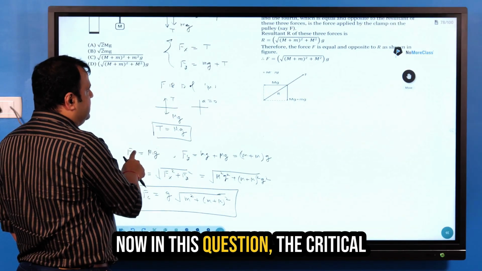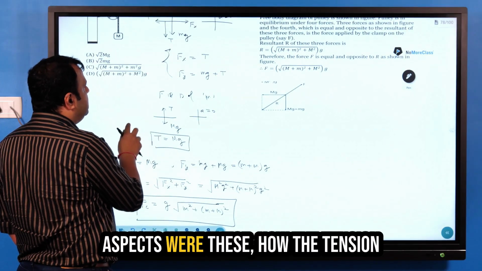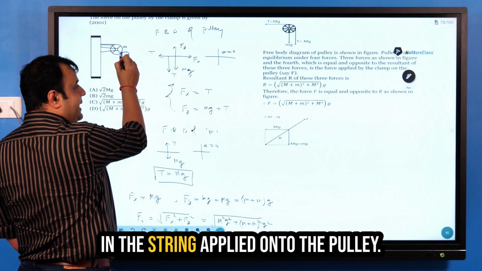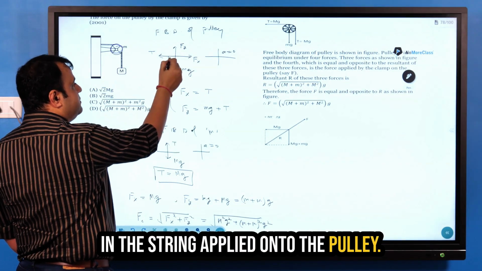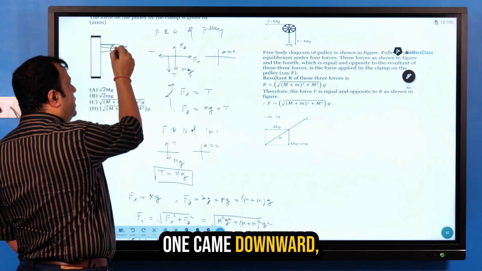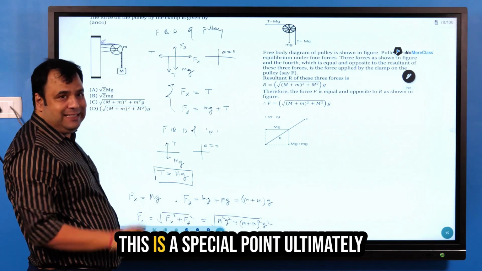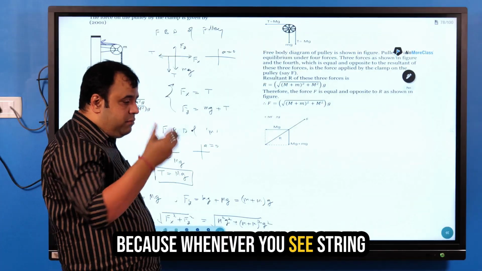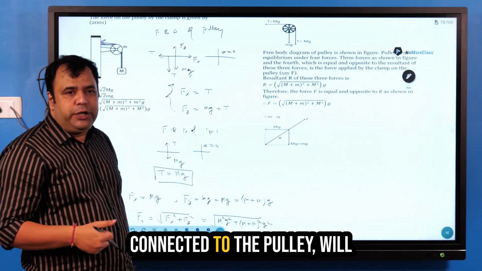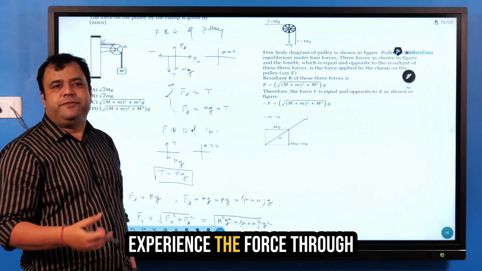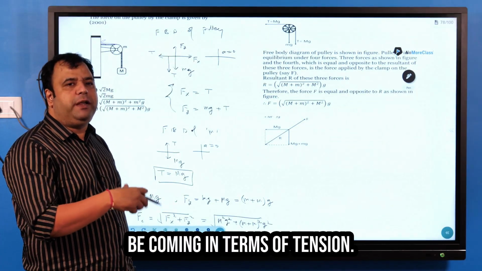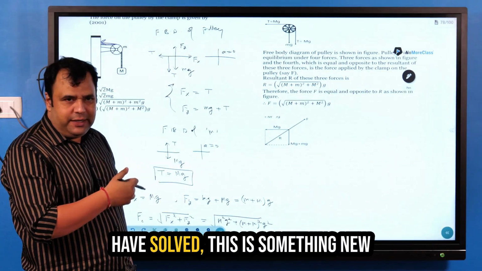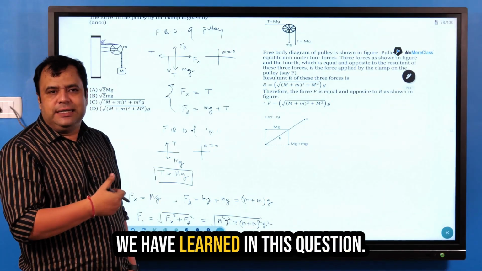Now in this question, the critical aspects were these. How the tension in the string is applied onto the pulley. One came downward, one went horizontal. This is a special point ultimately. Because whenever you see a string connected to the pulley, it will experience a force due to the string, and that force will come in terms of tension. So how we have applied and how we have solved, this is something new we have learned in this question.